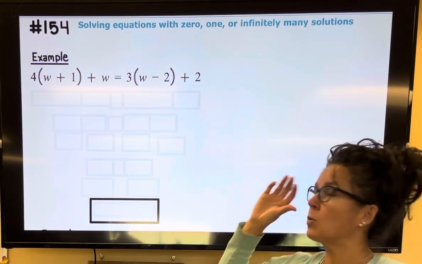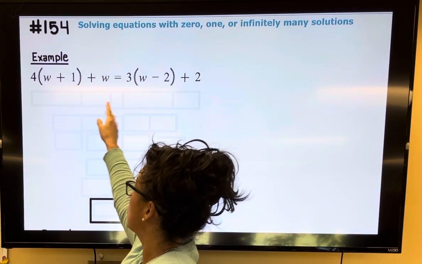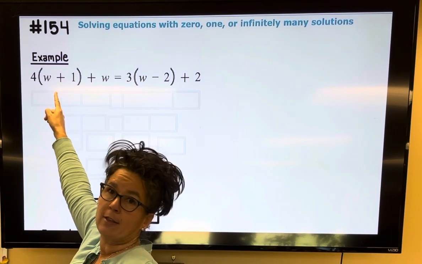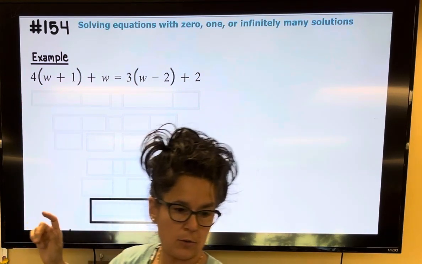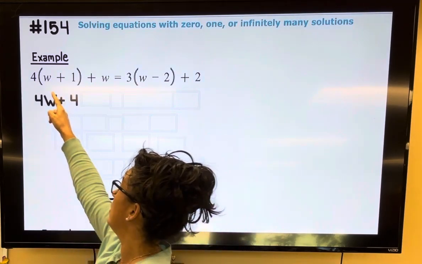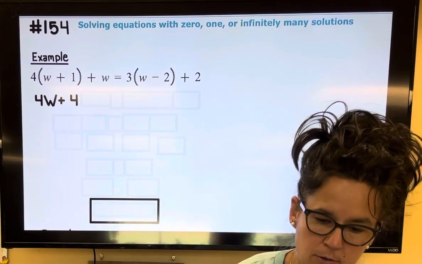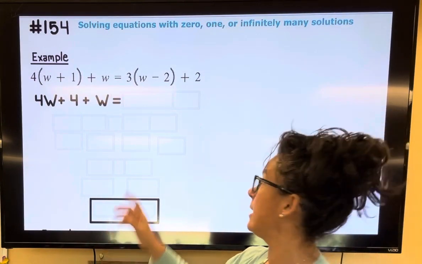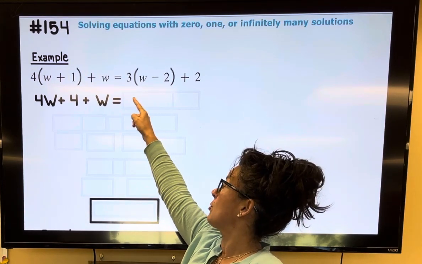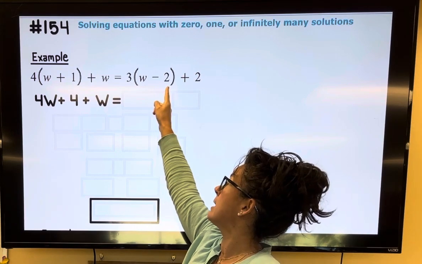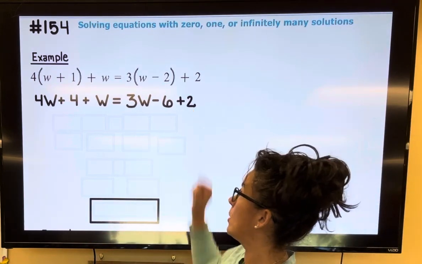Okay, so starting with this one, remember that when you're solving an equation, you want to simplify each side first. Starting with the left-hand side, the 4 in front of the set of parentheses needs to get distributed through. So 4 times W is 4W, and 4 times 1 is 4. I'm going to bring down the plus W, bring down the equal sign. Now this 3 in front of the parentheses needs to get distributed. So 3 times W is 3W, and 3 times -2 is -6. I'm going to bring down the plus 2 on the end.